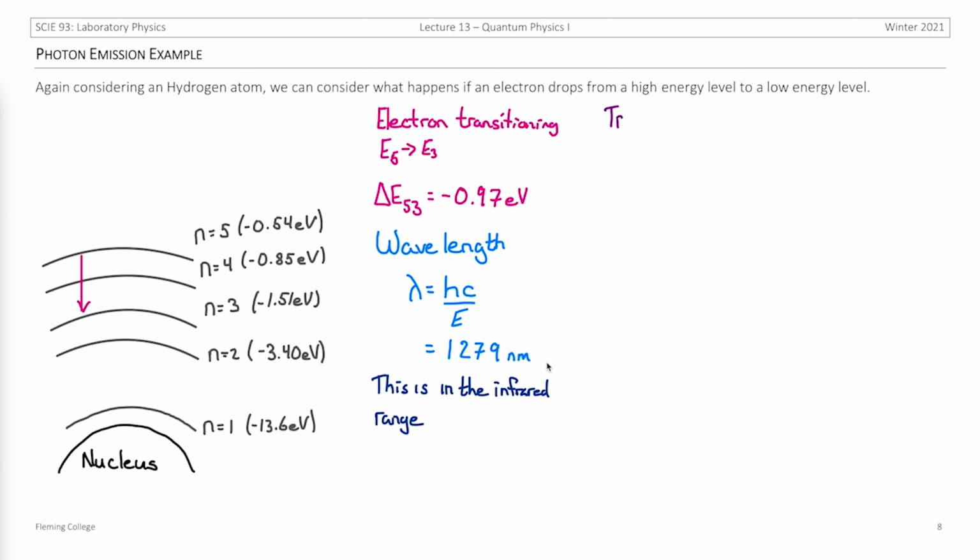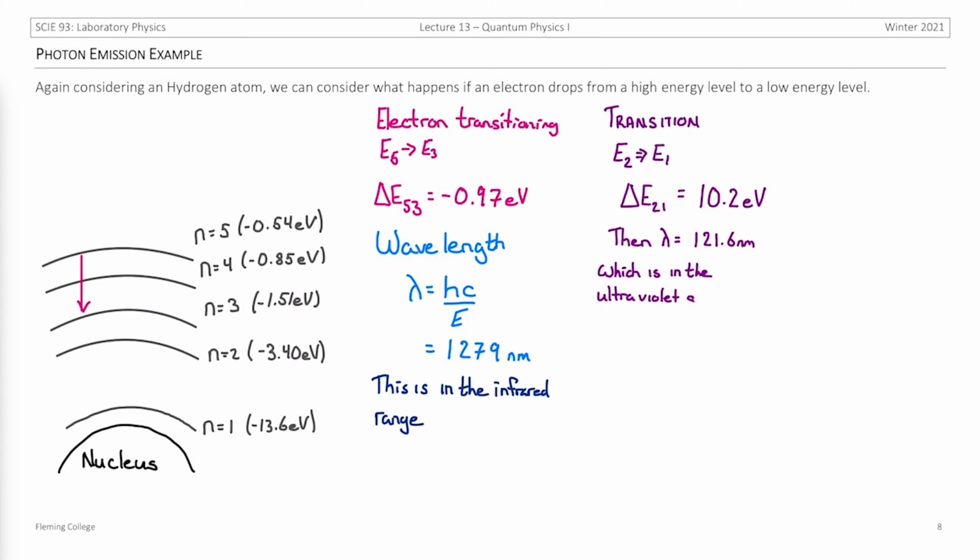Let's consider a different example. Let's see an electron that is on the 2nd level and drops down to the 1st level. Well, we've already done this calculation. That's a change in energy of 10.2 electron volts. And again, doing our calculations, we would get a wavelength of 121.6 nanometers. This is well above the visible spectrum, and this is in the ultraviolet range.